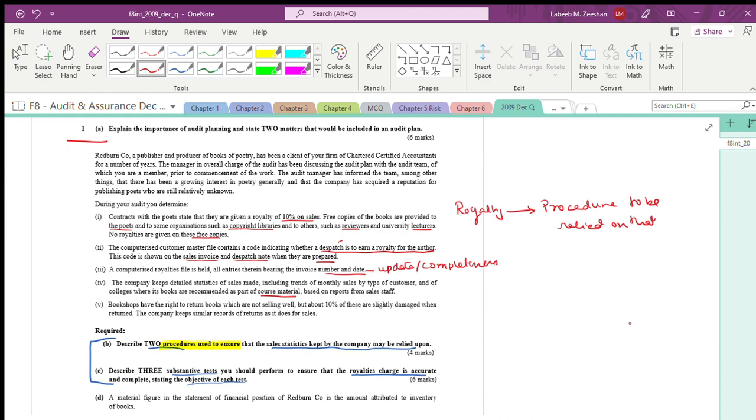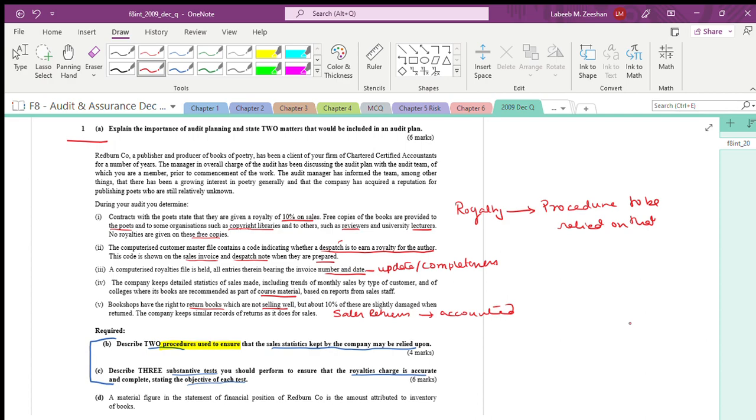Bookshops have the right to return books which are not selling. Any sales returns, it has to be accounted for. It is linked to the sales and receivables.